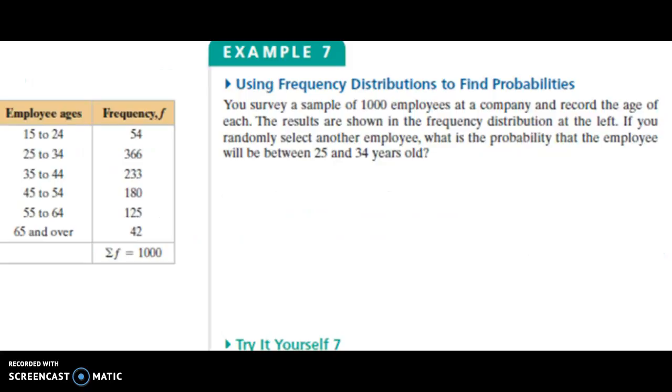Here's another example that you can try if you'd like. Example 7 says using a frequency distribution to find probabilities. You survey a sample of 1,000 employees at a company and record the age of each. The results are shown in the frequency distribution at the left. If you randomly select another employee, what is the probability that the employee will be between 25 and 34 years old? So I go over here and I find 25 to 34 years old, which is a frequency of 366.